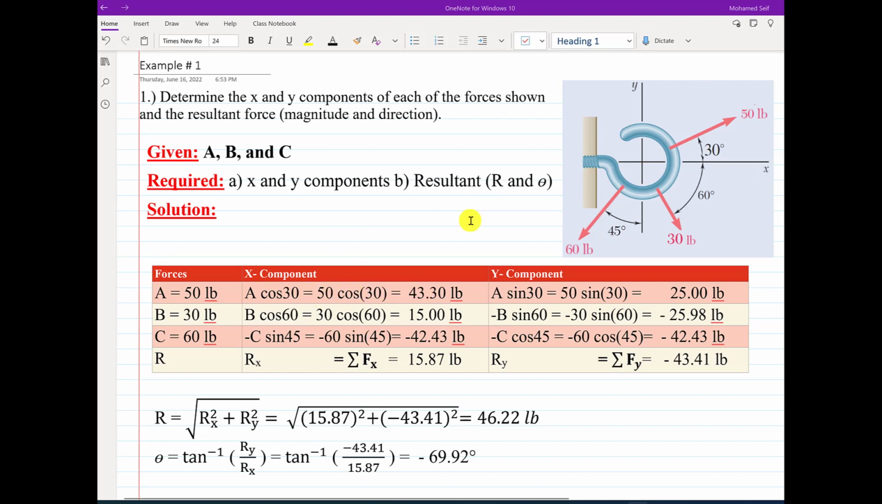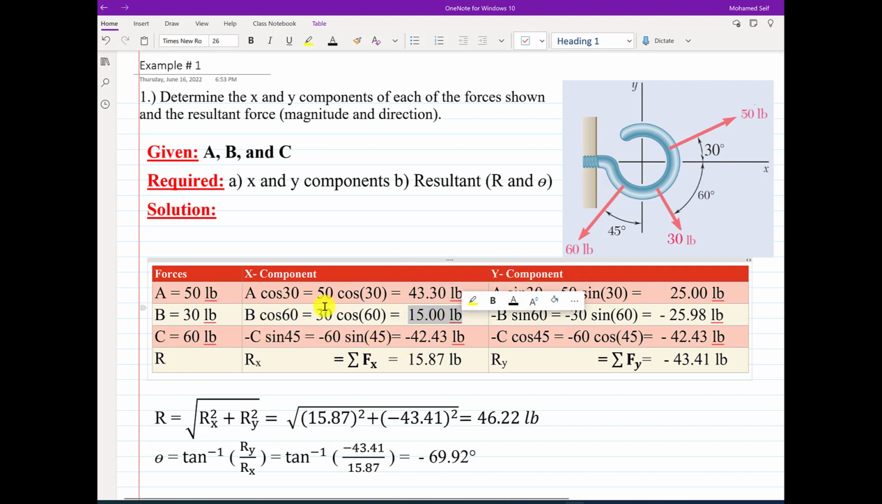So it's going to be 50 multiplied by cosine 30, and you get the value of the force in the x direction for the first one. Let's do the next one, B. For the force B, the x component will also be cosine, the value in the x direction. So it's going to be B cosine 60. I'm making 60 with the x component, so B cosine 60, you get this value, which is 15 pound.